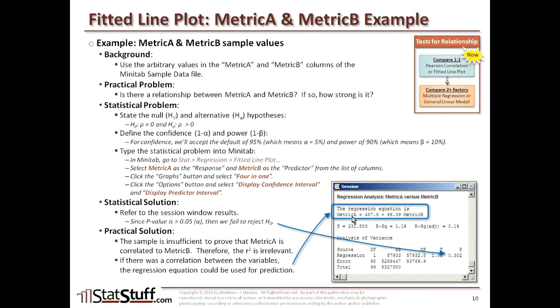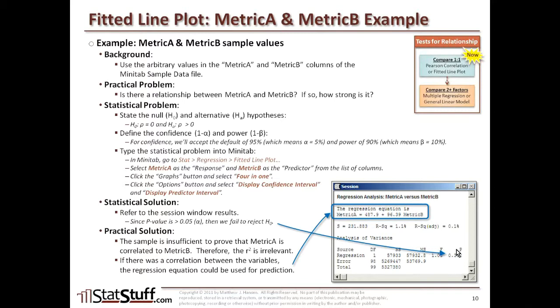Or we can do the reverse if we're trying to solve for metric B instead and just adjust the equation to account for that. But either way, this is the kind of equation we're looking for when we have a regression that we can trust. In this case, we can't because the p-value is too high.